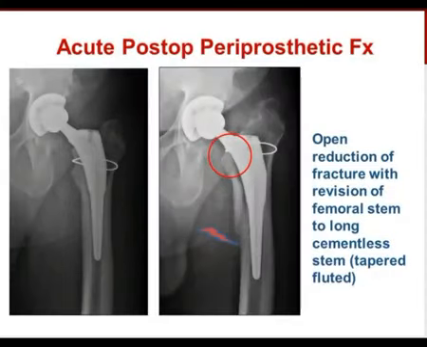Now, if you put in a stem that's not stable, this can be the result. You can get an acute postoperative periprosthetic fracture. You can see subsidence of the stem. The stem is obviously loose. This needs stem revision to a cementless diaphyseal engaging implant.